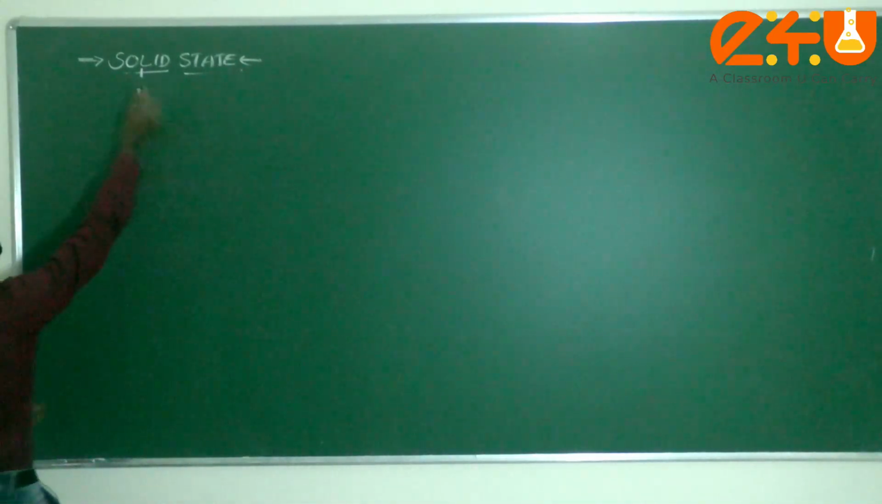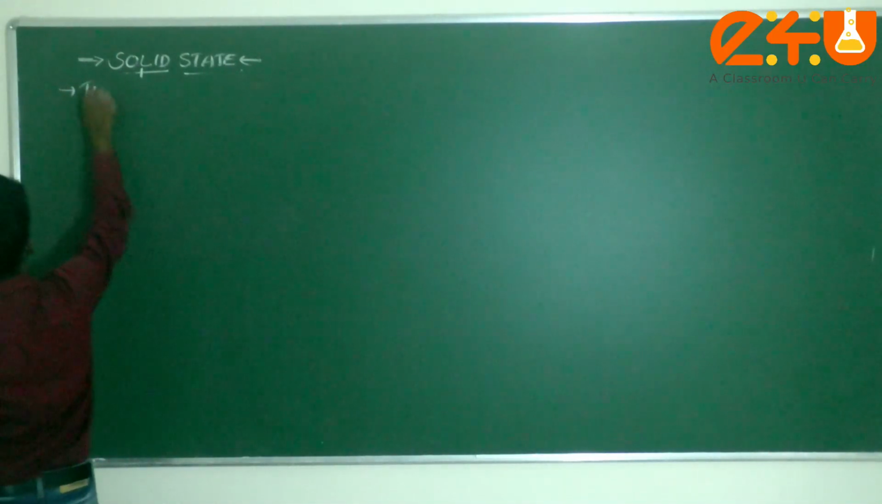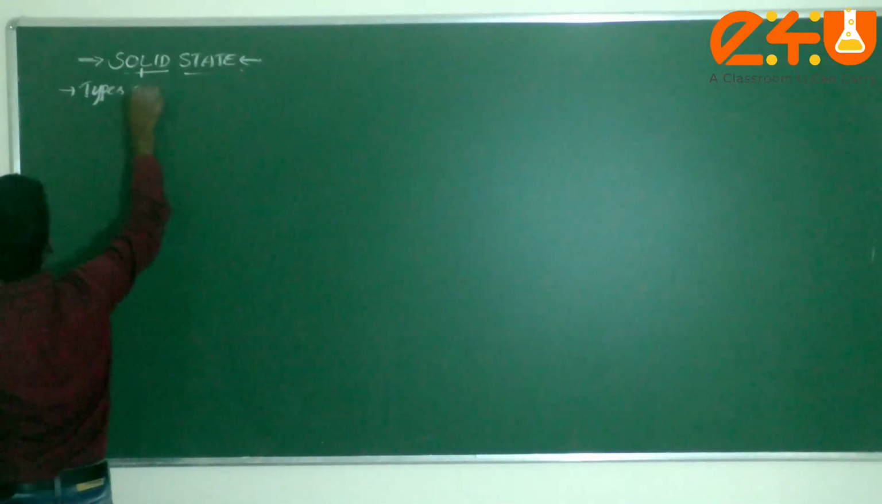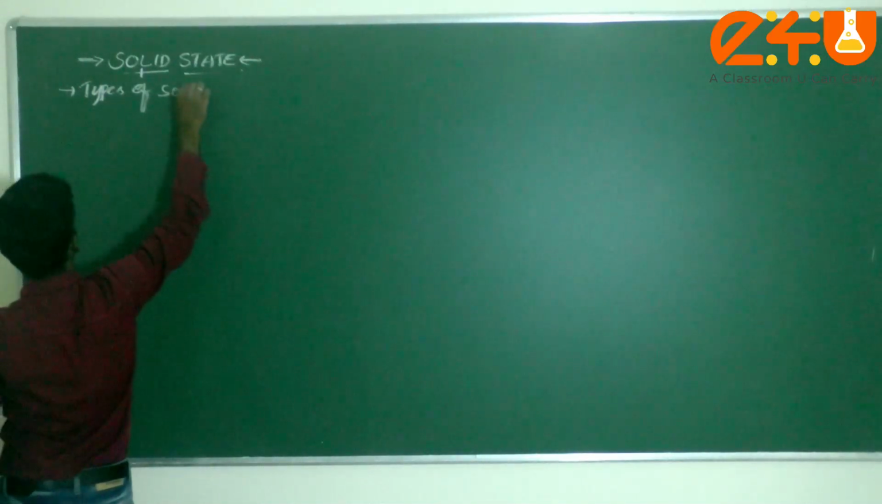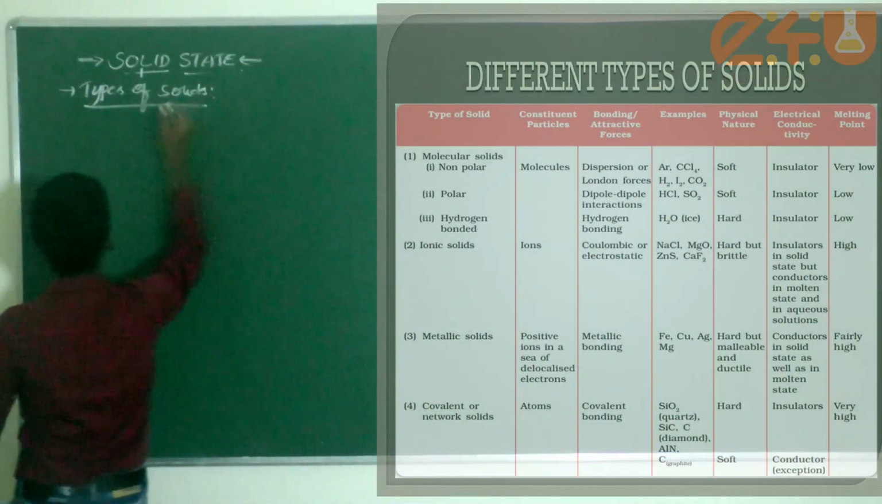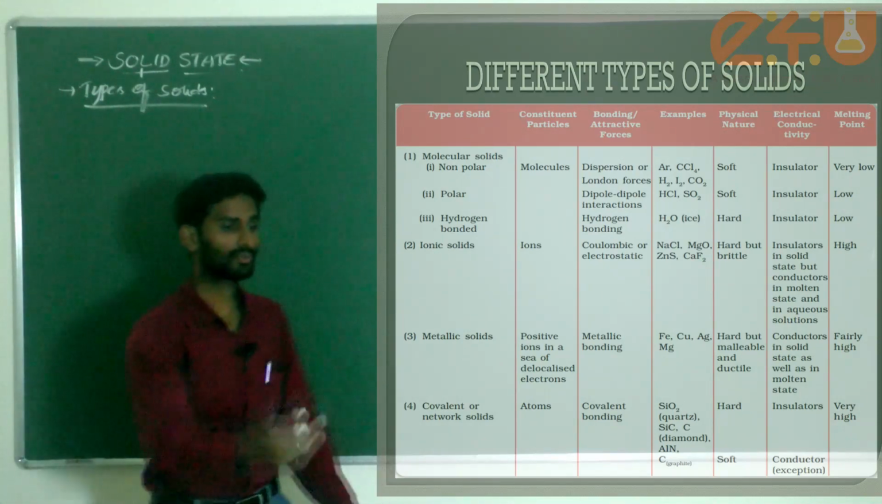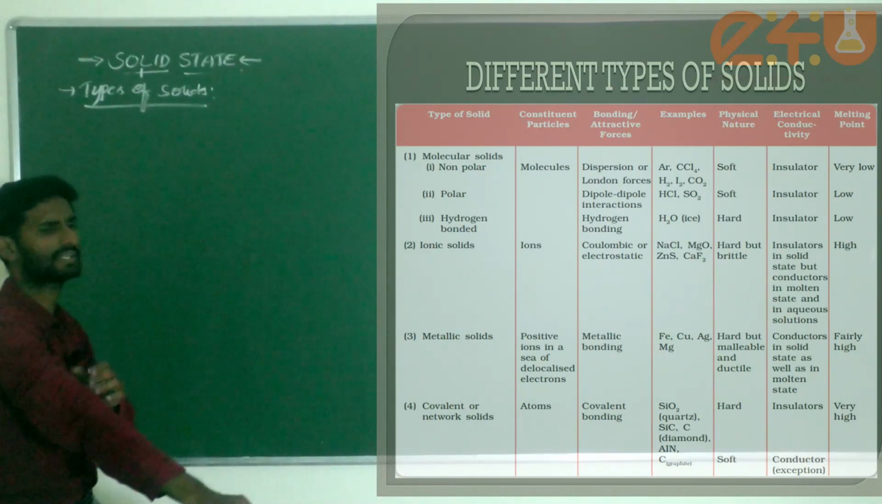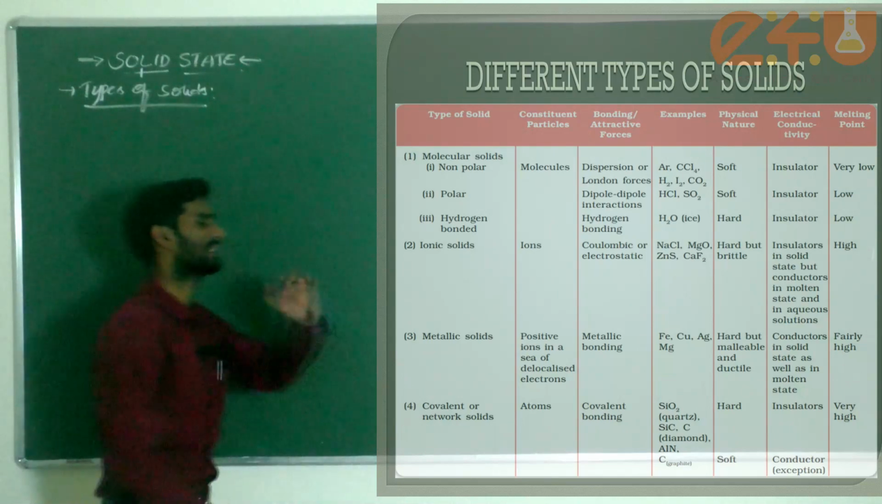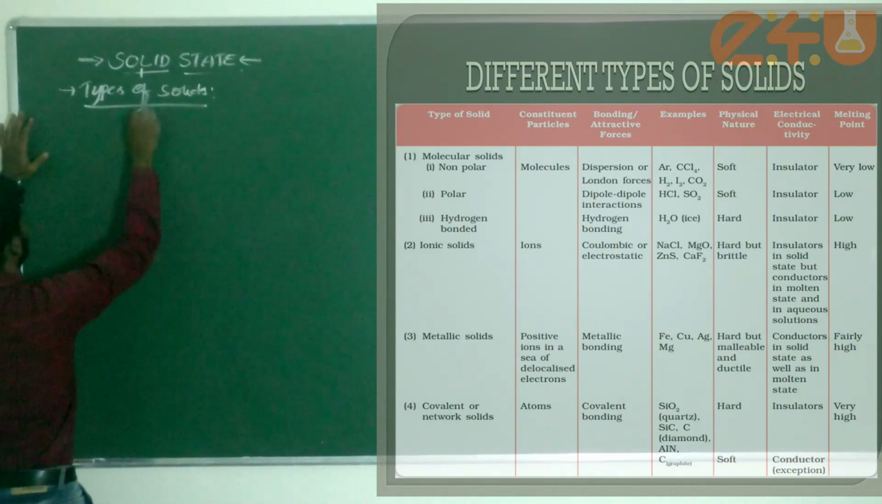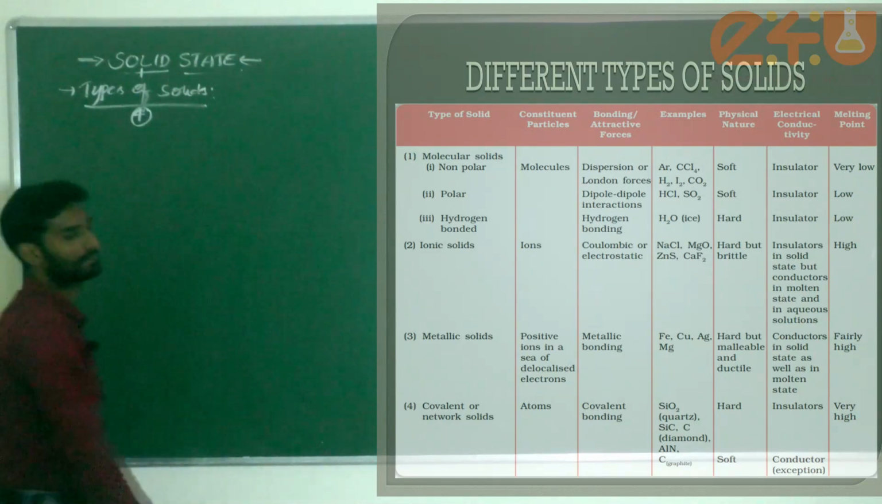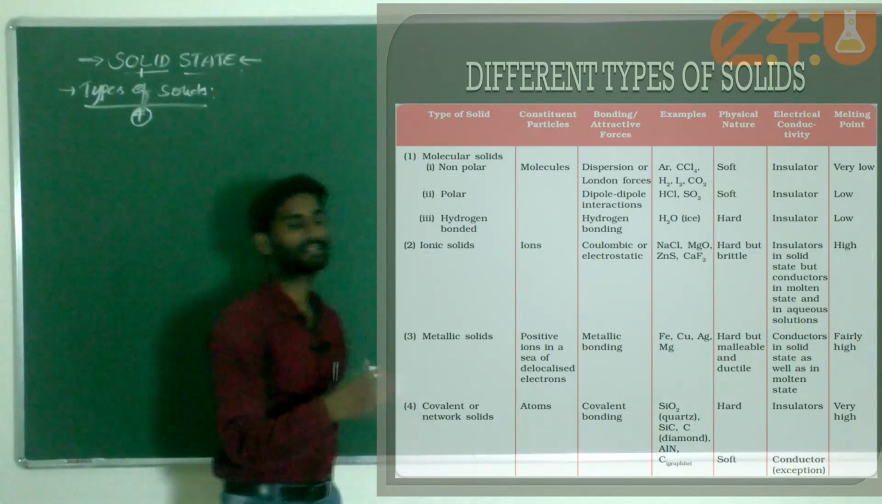In the next one, here comes types of solids. What is it, dear students? Types of solids. Now it displayed one slide, just have a check here. Types of solids. Generally we have 4 types of solids, dear students. How many types? 4 types. One is molecular solids.